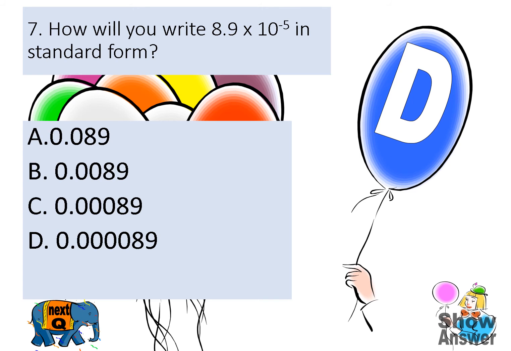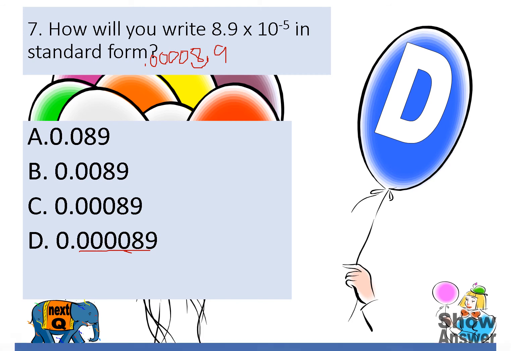So we have here 8.9, that times 10 to the power of negative 5. So we will move to the left 5 places, 1, and then we will add 4 zeros. 2, 3, 4, and then 5. Then we'll transfer the decimal point here. So the correct answer is, we have 4 zeros, then 8, 9. So the answer is letter D.